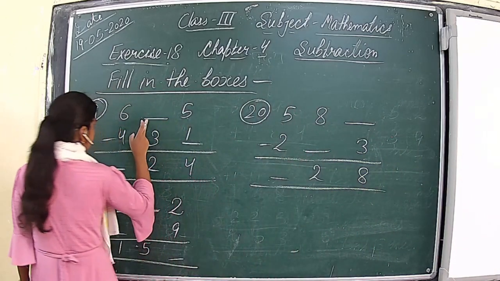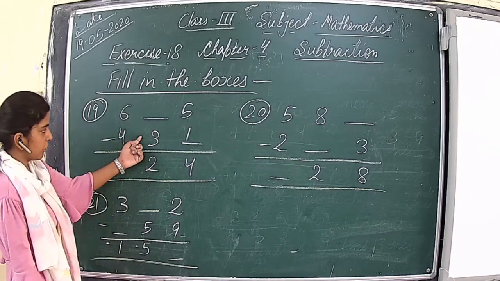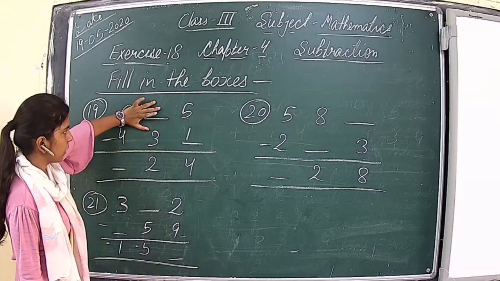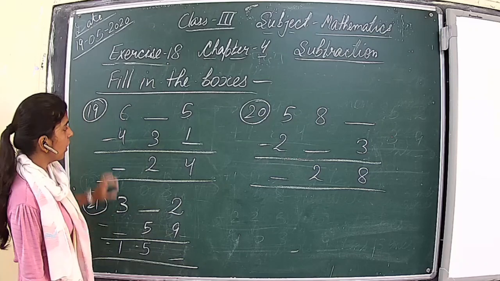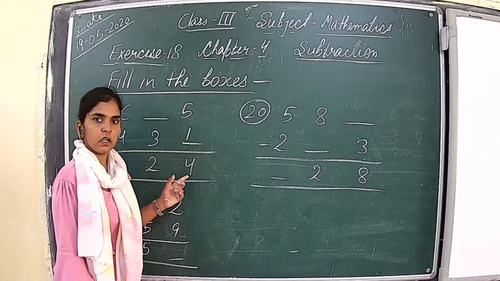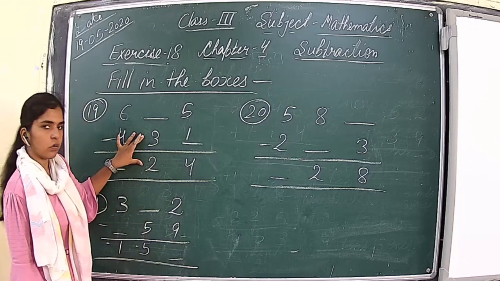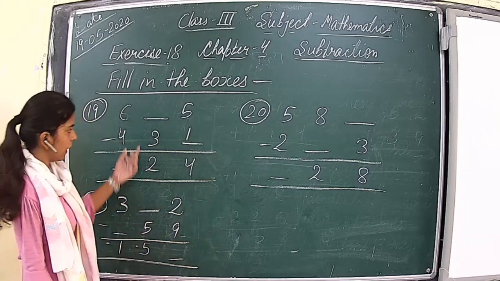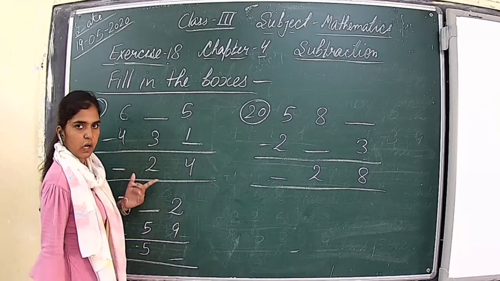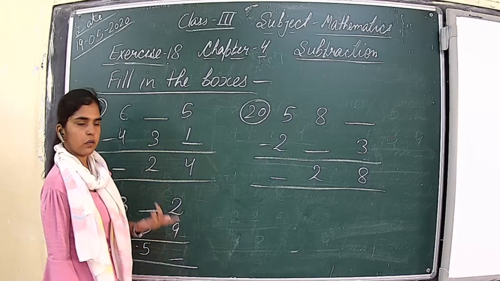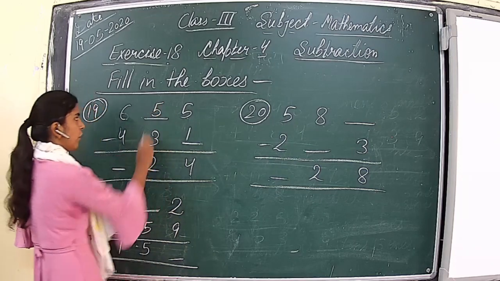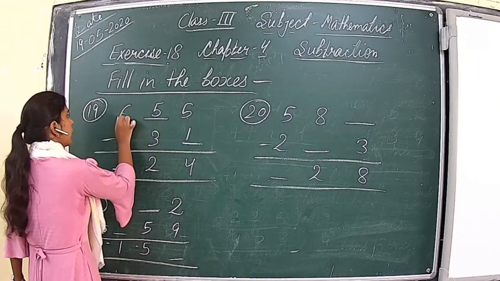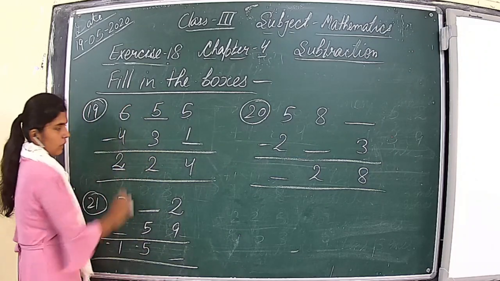Now, from which number, when 3 is subtracted, we will get 2? To find the answer, either you can add these two numbers or you can think about that number. When you add these two numbers, you will get 5. Or you can think, when we subtract 3 from 5, we will get 2. Right? Now, 6 minus 4 is equal to 2. Okay, next.